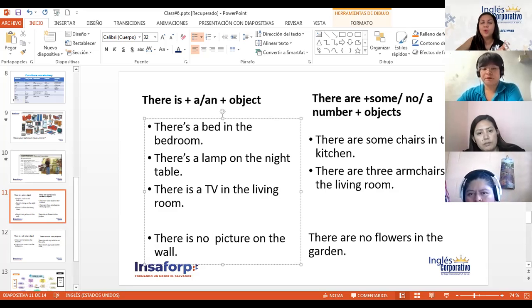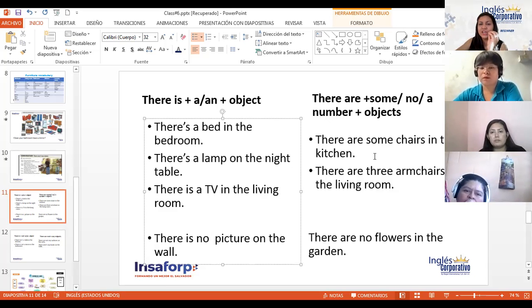Okay, now it's plural. Two things or more. There are, and you can use some, que significa algunos. Puede usar el no, que es para decir que no hay. Or you can say an exact number, un número exacto. And plus the objects. Example, there are some chairs in the kitchen. Hay algunas sillas en la cocina. There are three armchairs in the living room. Hay tres. There are three, exact number. There are five. There are seven students in the class.